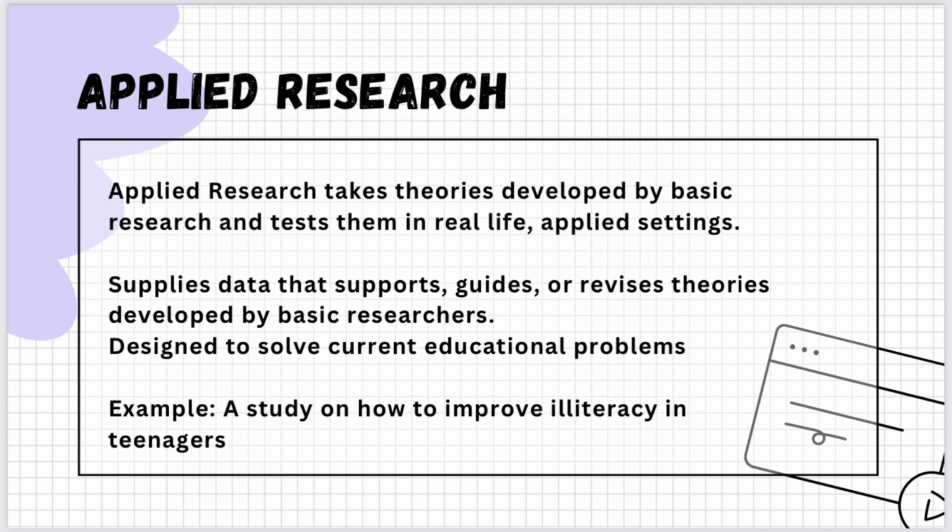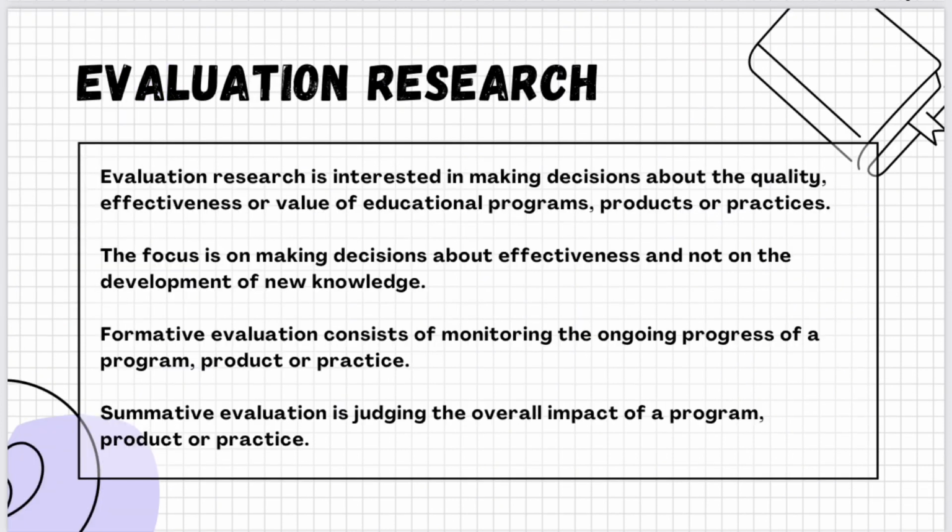So I'm going to give one example over here. A study on how to improve illiteracy in teenagers. So applied research is a type of examination looking to find practical solution for existing problem. This can include challenges in the workplace or educations and society. And then we got evaluation research here.